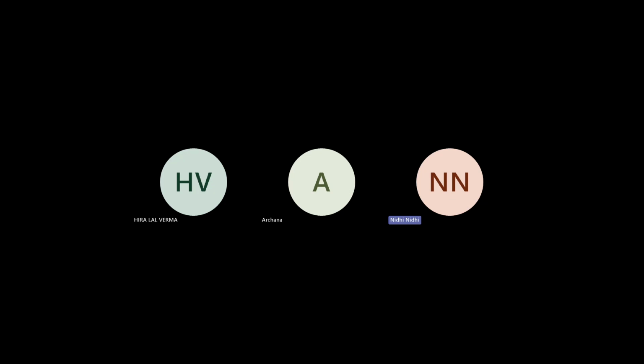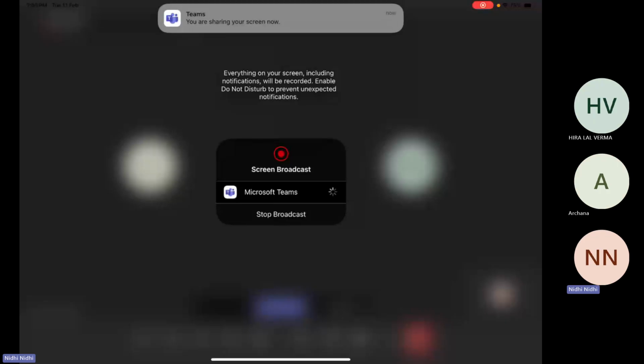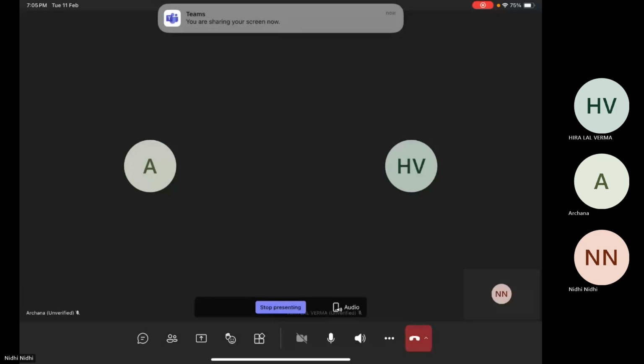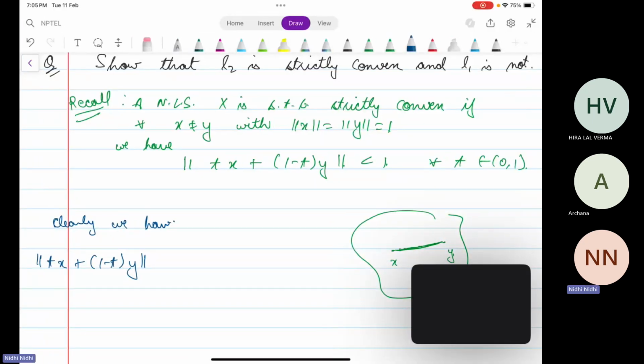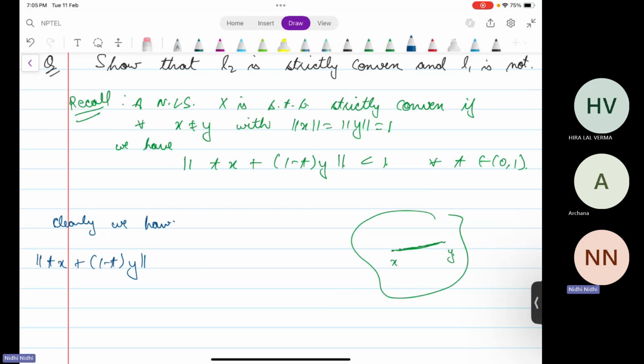Oh, wait a second. I think I forgot to share. So is it visible now? Can you see my screen now? Okay.